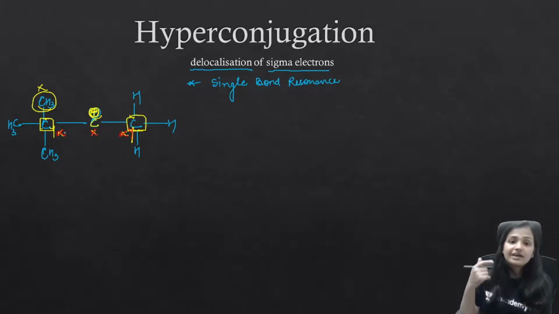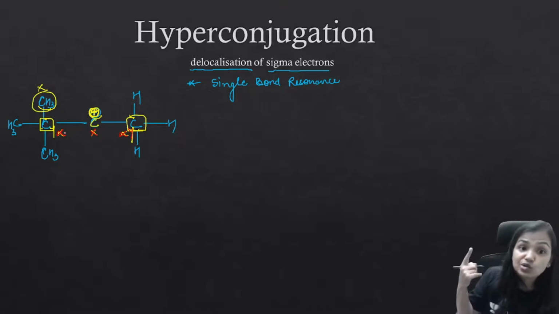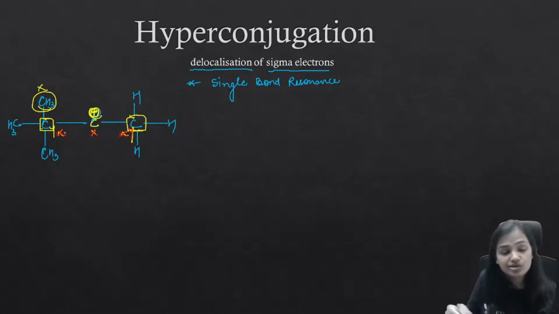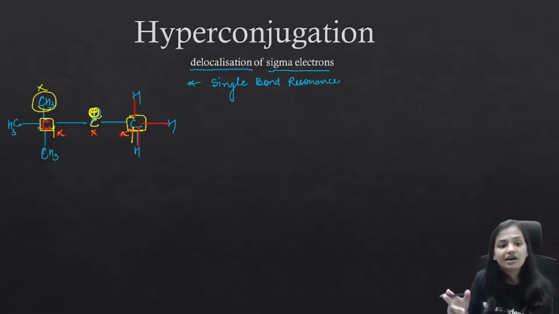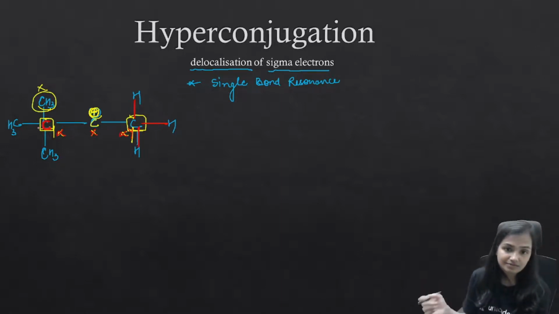So here, only an alpha hydrogen can help you. These are the alpha hydrogens. This is also an alpha hydrogen, meaning the hydrogen attached to the alpha carbon. This is my alpha carbon, but do we have any hydrogen attached to it? No. So only the alpha hydrogen undergoes resonance.